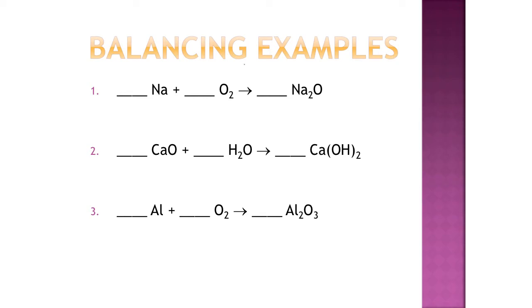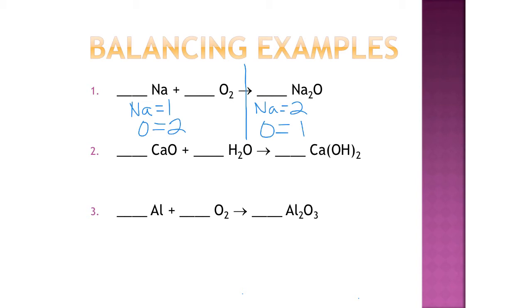So first thing you do is you cut it in half at the arrow. Then you take an inventory of what you have if you had ones in front of everything. So if I had all ones in front of everything, I'd have 1 Na on my first side, the reactant side, and 2 O's. On the second side of the arrow, I would have 2 sodiums and 1 O. So I need to change these coefficients, these numbers out in front. And all I can do is add more, I can't take any away.